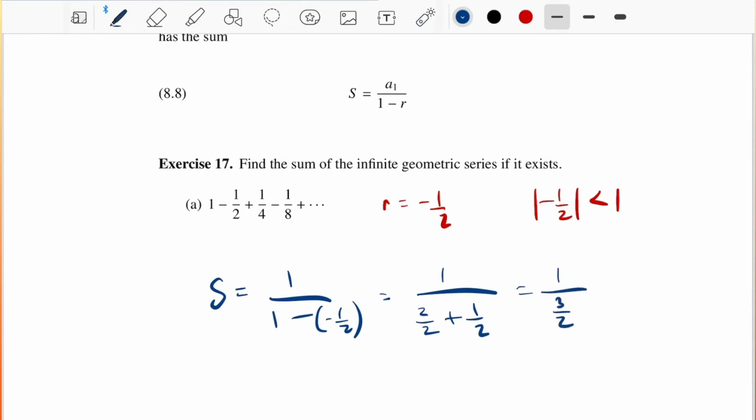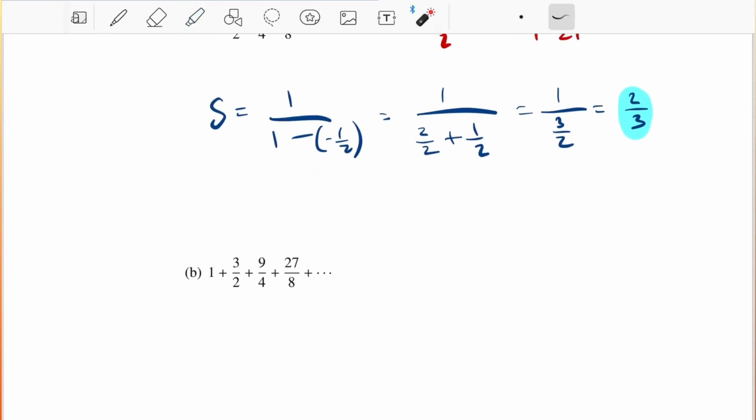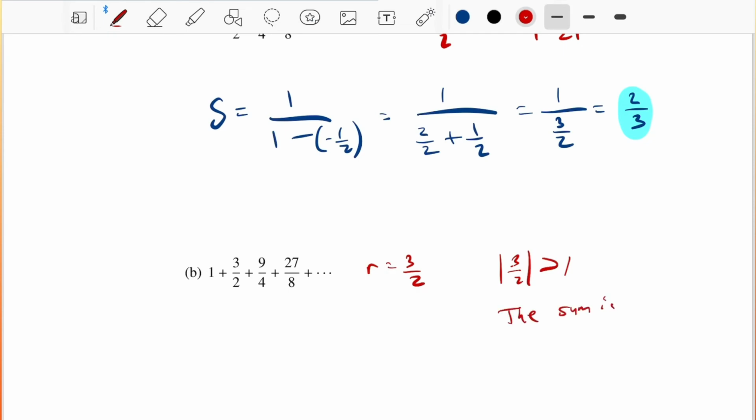Let's check the next one. It appears to me that the common ratio is 3/2, 3/2, 3/2, and sure enough it is. Because the common ratio is actually greater than 1, that means the sum is infinite. That means the sum is just infinity. Or you can say does not exist. Does not exist just means that it continues forever. In other words, the sum is infinity.